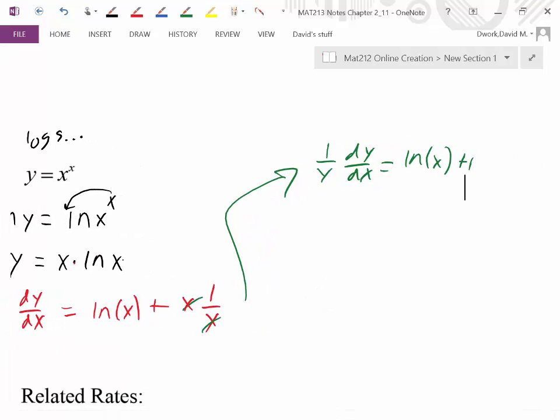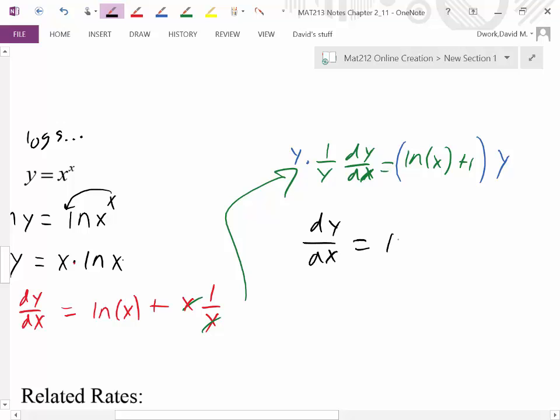All right. So we're almost done. We almost have our derivative. We just have dy dx. It's not by itself. It's being multiplied by 1 over y. So, well, I can multiply both sides by y, right? And that gives me dy dx is equal to the natural log of x plus 1 times y.